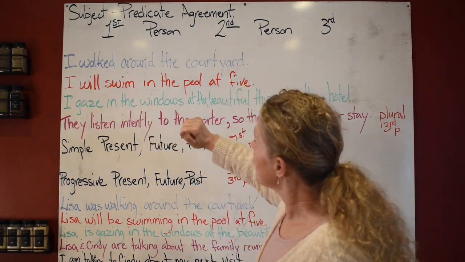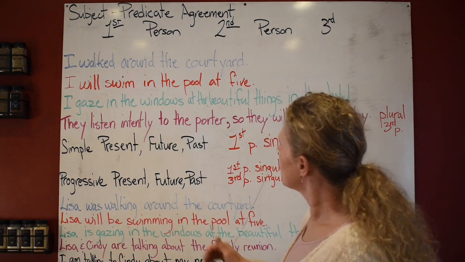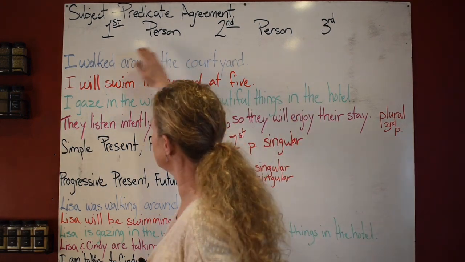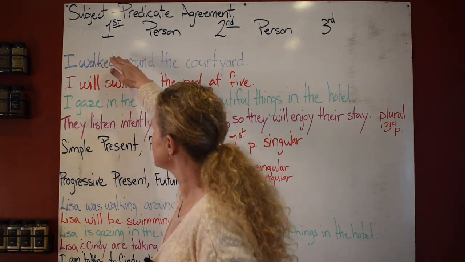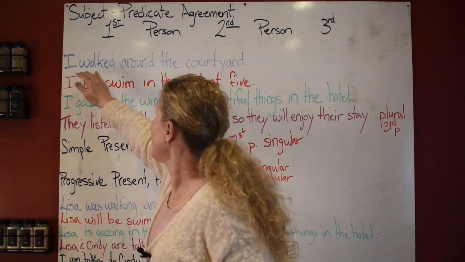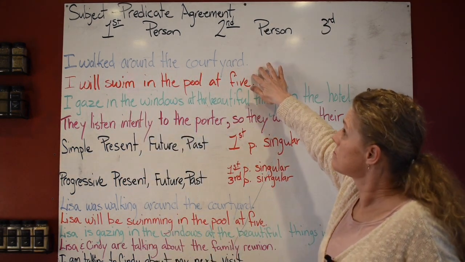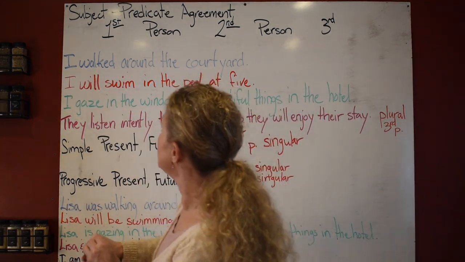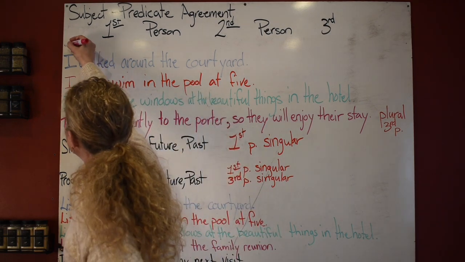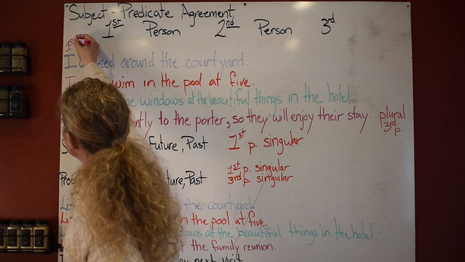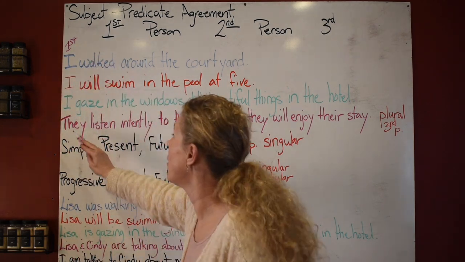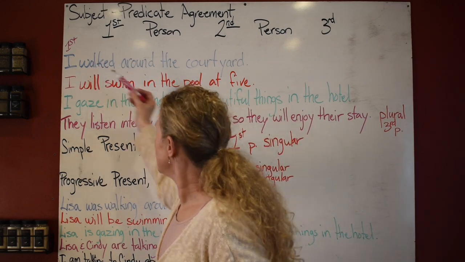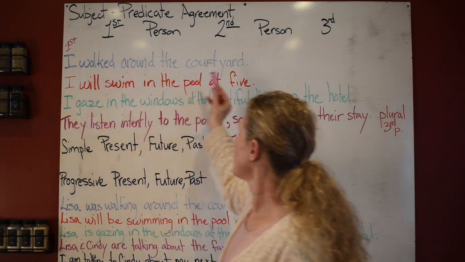So first off, we're going to talk about the simple present, future, and the past in here. This is all simple sentences. I walked around the courtyard. What person is this in? First person. You need to understand. So this is first person. I, and then we have they. So we're going to focus on these. First person. So now, I walked around the courtyard.